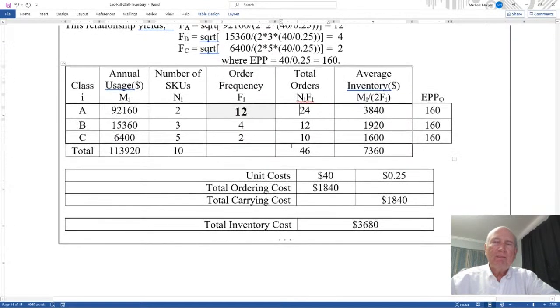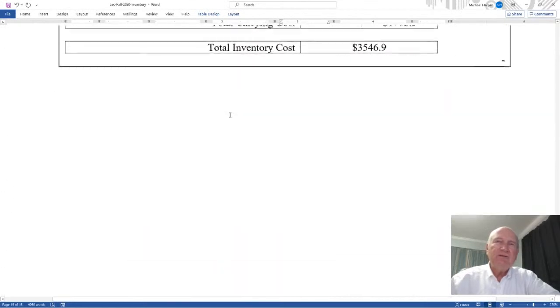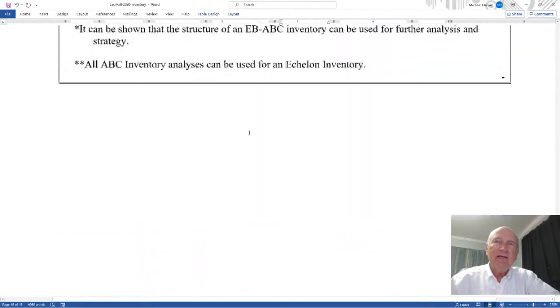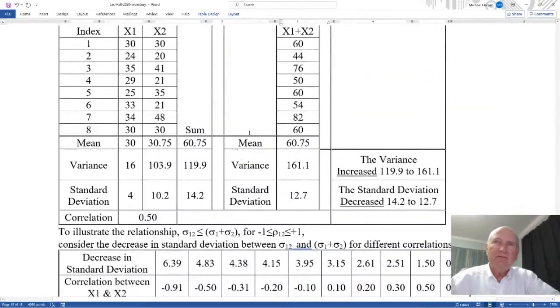Okay, and then down here, I talk about item. There's different versions of it. Item, here's economically balanced. I do it again. Then risk pooling, I think that's all I have.